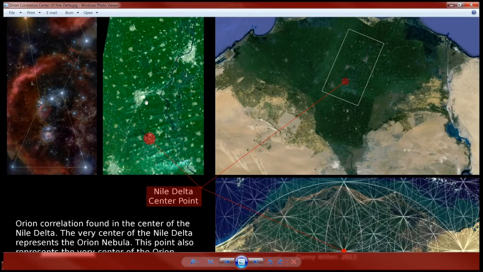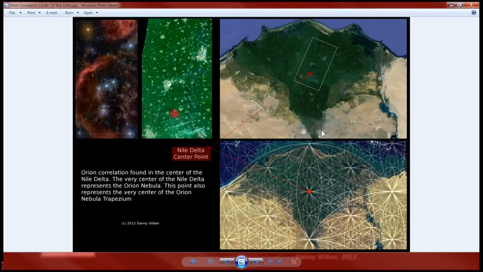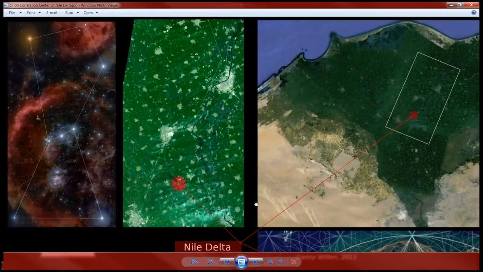But the Orion correlation is striking. And what I think is really interesting about this is that the very center of the Nile Delta represents the Orion Nebula. And we also know that this very center of the Nile Delta also represents the center of the Orion Nebula trapezium. So as you can see, it's almost like here's the bigger picture, here's the smaller picture, here's the smaller picture, and so on and so on. There are these other confirming factors going on. I find this correlation right here extremely significant.